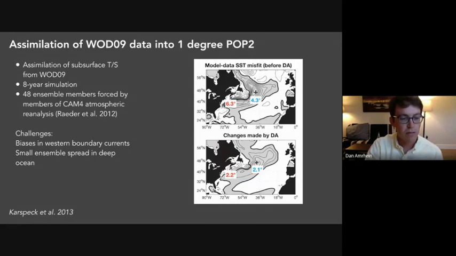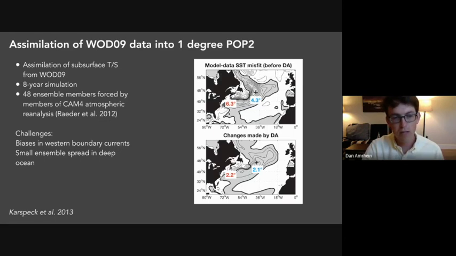And a second thing that was noted was that there was a very small ensemble spread in the deep ocean. As we discussed earlier, a small ensemble spread is a problem because then the data assimilation is just going to say, well, that has to be it. All of your models are saying that that's basically the truth. So it makes it difficult to assimilate observations.